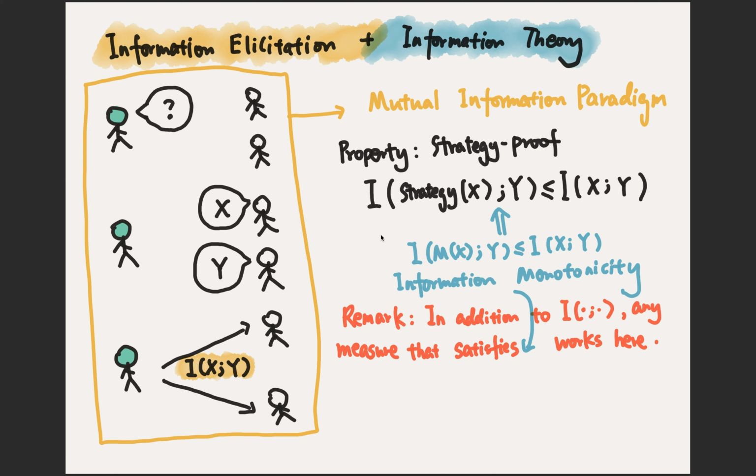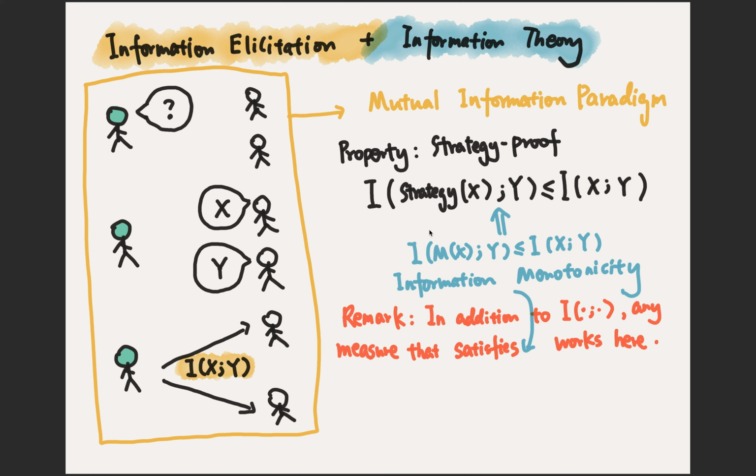The reason we want to use mutual information as a payment is that the information monotonicity of mutual information can directly induce this strategy-proof property. Basically, in Alice's view, once she performs some strategies on her information, the mutual information between her information and Bob's reported information will decrease. And in this case, she will choose to tell the truth and report the original information.